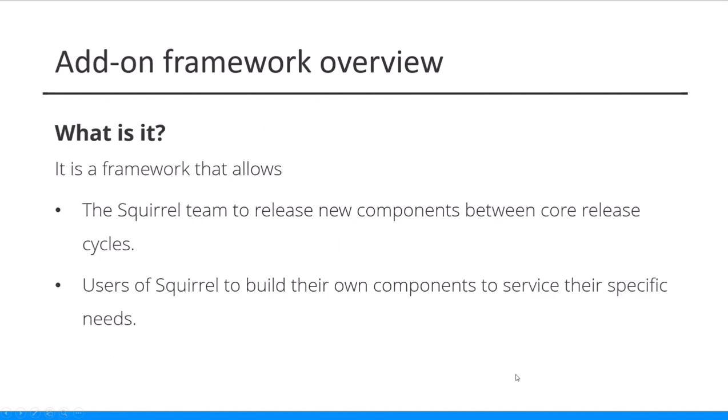So the add-on framework, what is it? It's a framework that allows the Squirrel team to release new components between our core release cycles, which are sort of quarterly. This allows us to get new components into the hands of people a lot quicker. We can build them in an isolated way, test them, and then get them out to people. Also, if some of our customers need something fairly niche that's not suitable for the wider Squirrel community, we can build something and give it to them as a private add-on. We'll discuss a little bit about private and public add-ons later on.